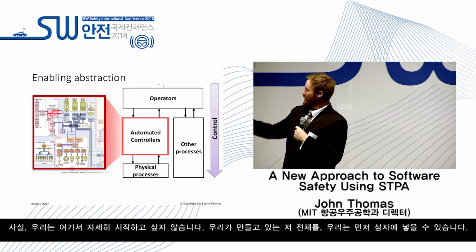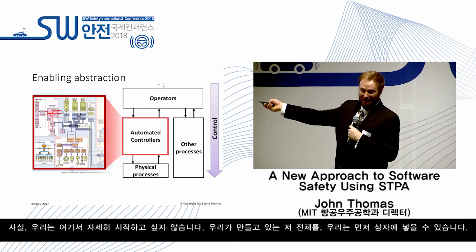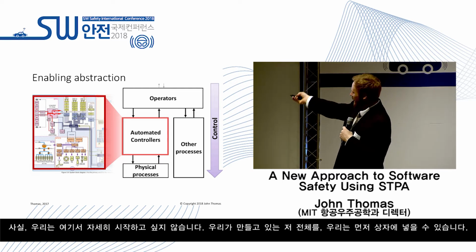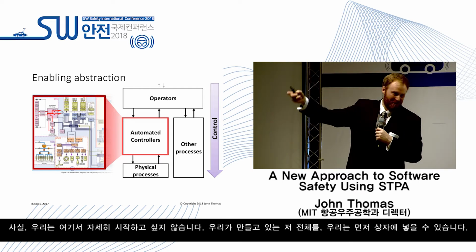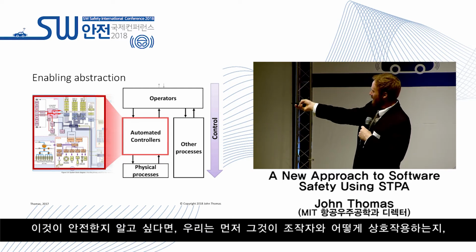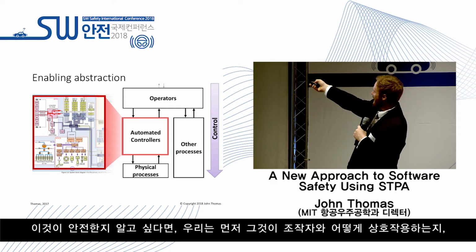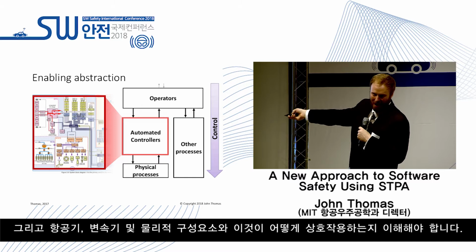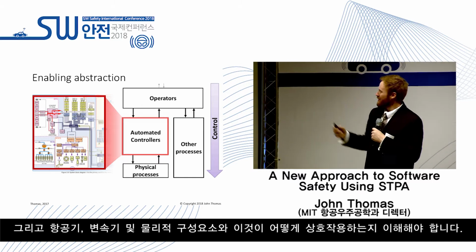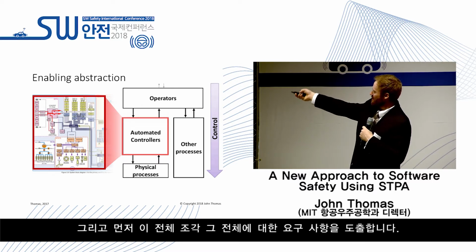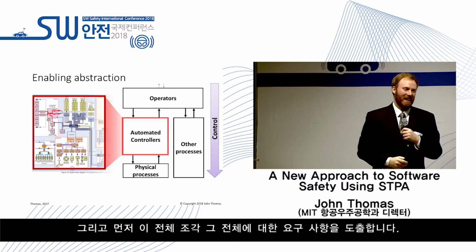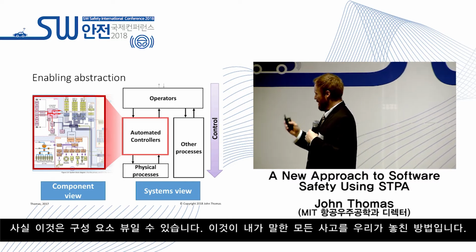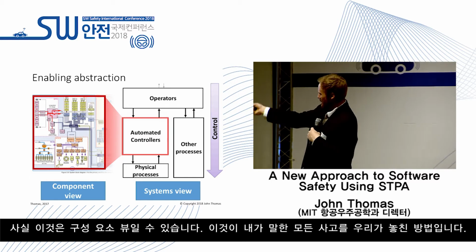In fact, we would not want to start here in the detail. That whole piece that we're building, we can put that in a box first. If we want to know if this is safe, first, we must understand how it will interact with the operators, how it will interact with the aircraft and the transmission and the physical components, and derive requirements on this entire piece as a whole first. In fact, maybe this is the component view.